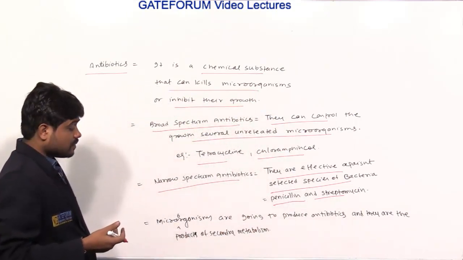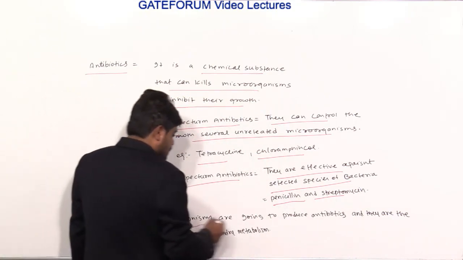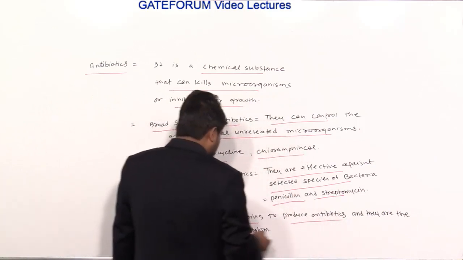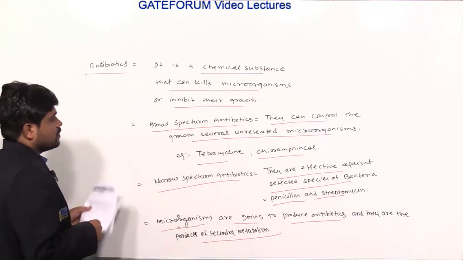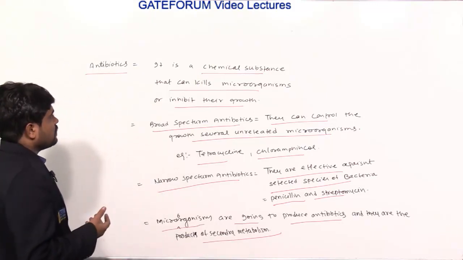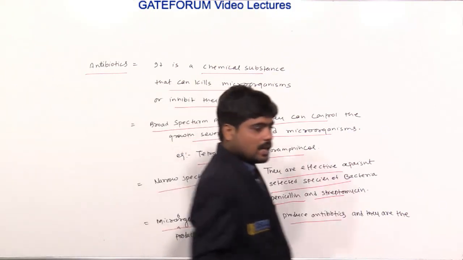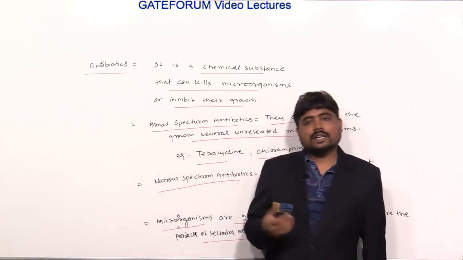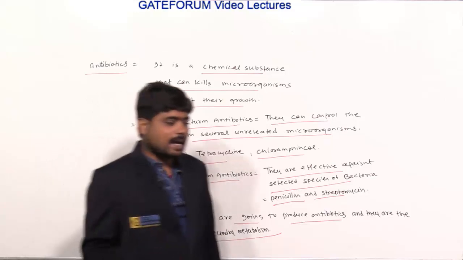Microorganisms are capable of producing antibiotics, and therefore they are the products of secondary metabolism. First I am going to explain the different antibiotics and how they are produced by different microorganisms in process biotechnology.